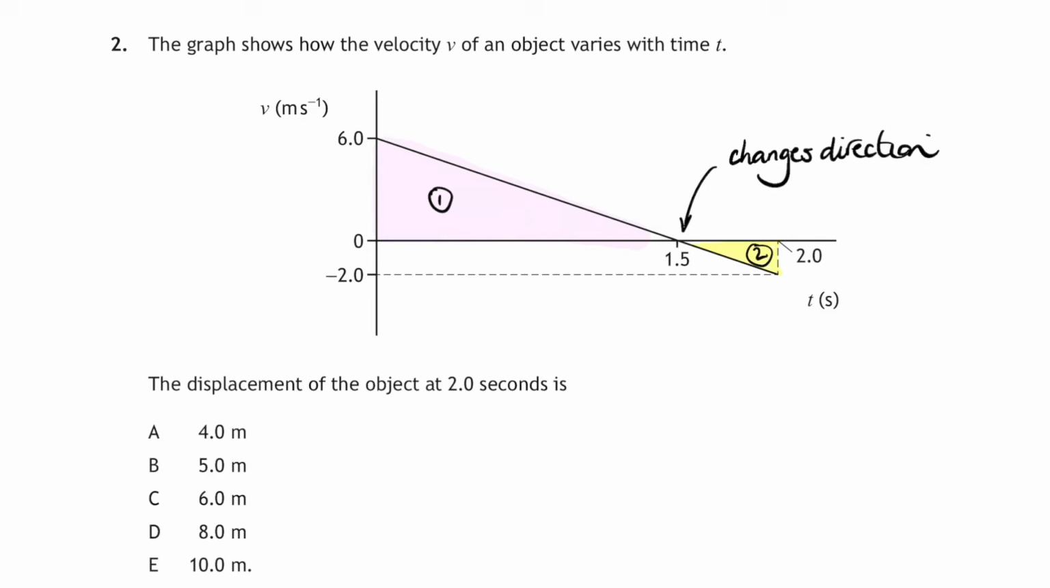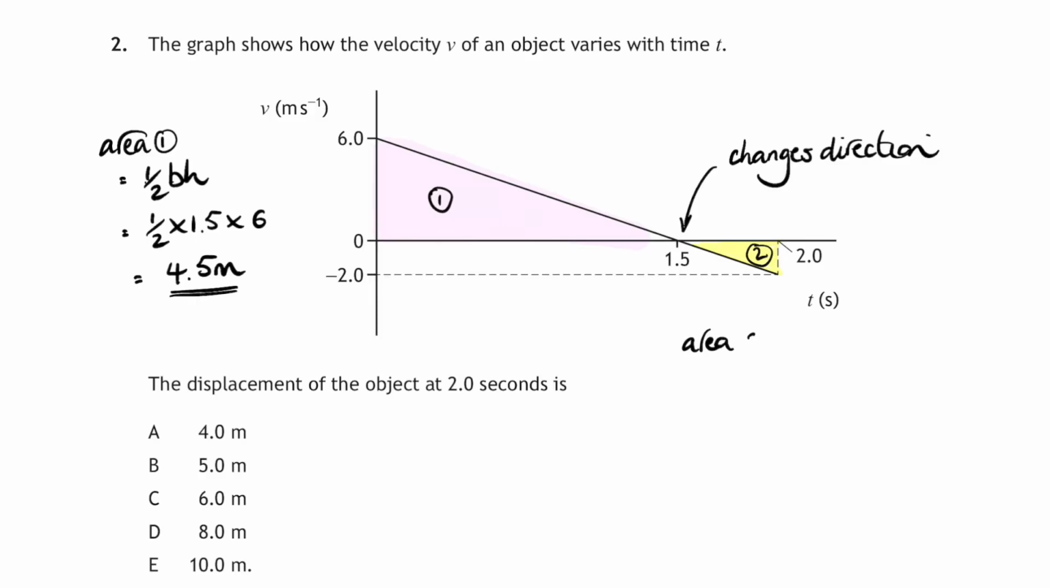So if we work out the first area, remember the area of a triangle is a half the base times the height. So in this case that's going to be a half of 1.5 times 6, and that gives us an answer of 4.5 metres. Then we work out the area under the graph for area 2, which again is a triangle, so we do a half the base times the height. In this case the base of the yellow triangle is 0.5, so it's a half times 0.5, and the height is negative 2 because it's going in the opposite direction.